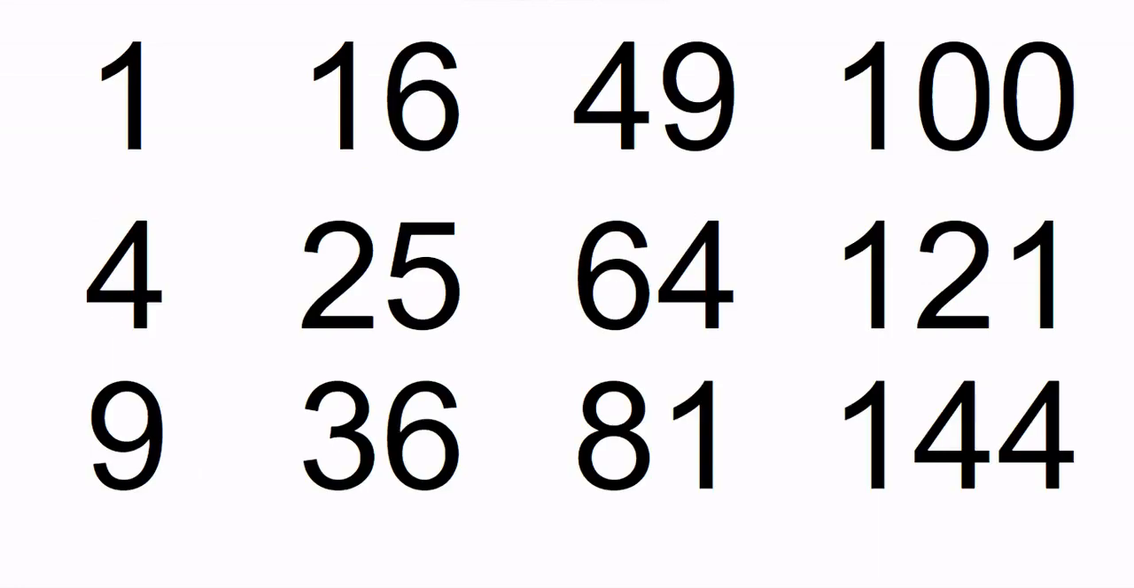Now here is a list of perfect squares, which would be useful to memorize if we're doing square roots. So as we can see here, 25 can be expressed as 5 times 5. And since 5 is being multiplied by itself, 25 is a perfect square.